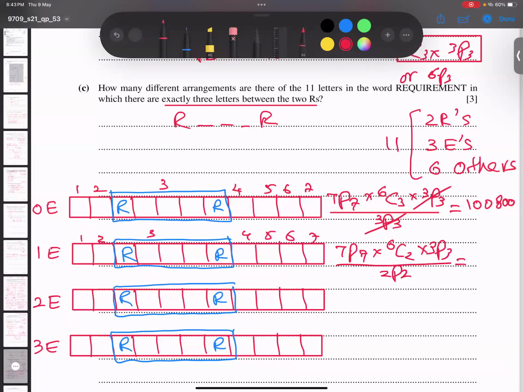And let me check by typing in the calculator. It is coming 226800.